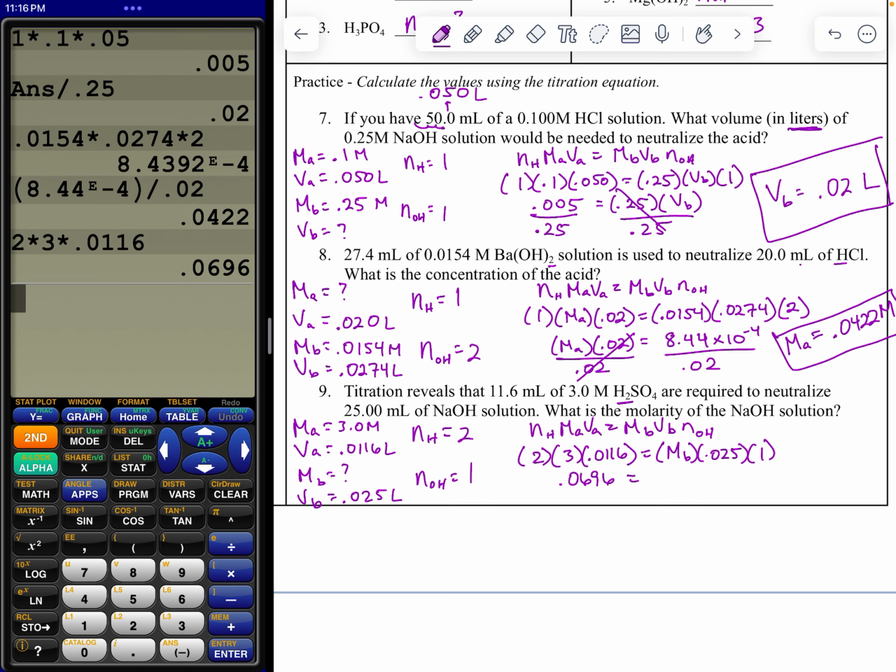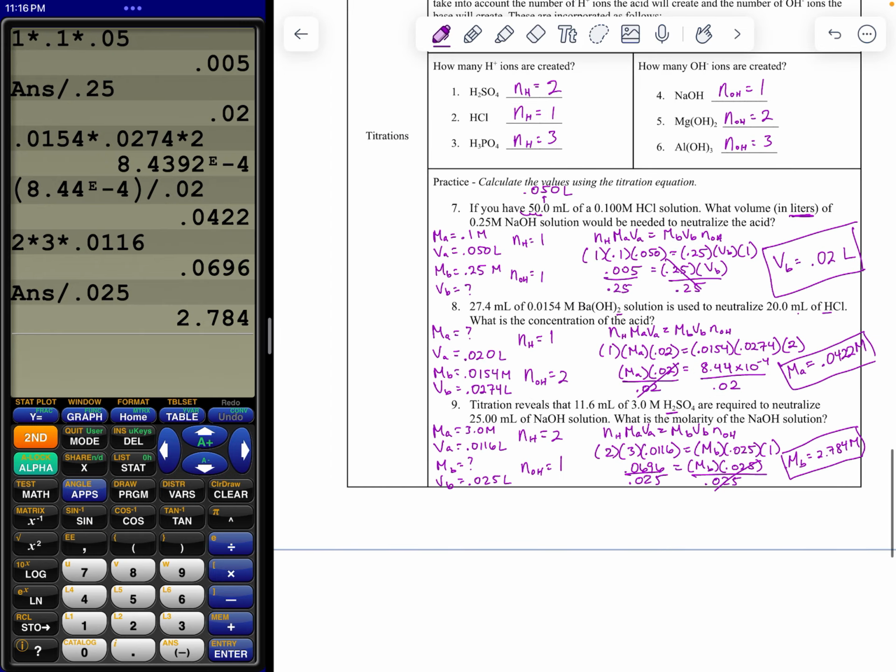And this side is going to be molarity of the base times 0.025. All right, divide by 0.025 on both sides, and the molarity of the base that we have neutralized is 2.784 molar. All right, so these are just a couple of examples.